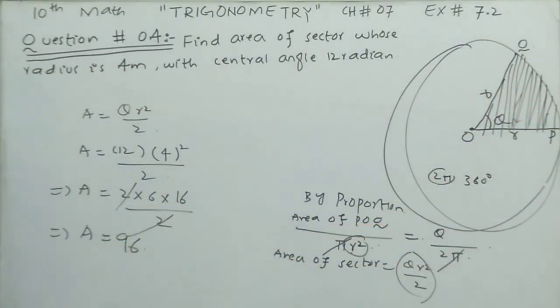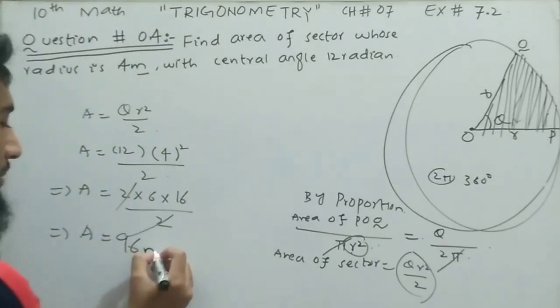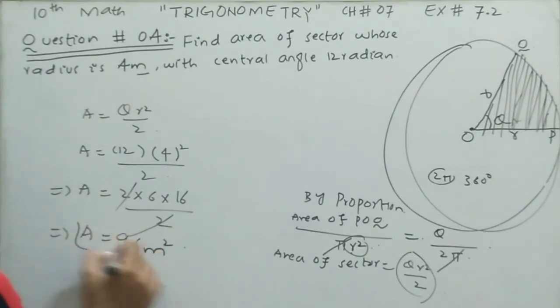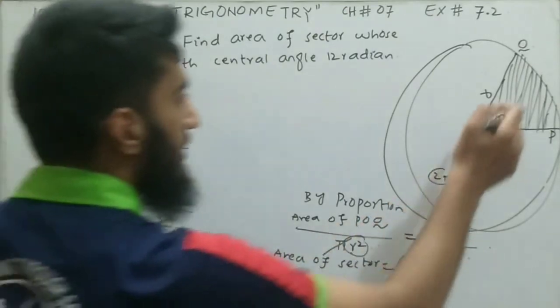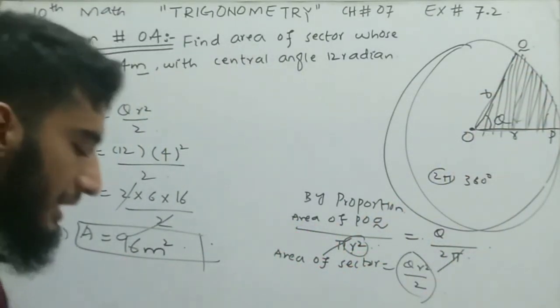Now you know that the unit of area is either meter square or centimeter square. It depends on the unit given in the question. Over here the radius is given in meter, so the required area will be in meter square. So the required area of this sector will be 96 meter square. This is actually the required and desired answer.